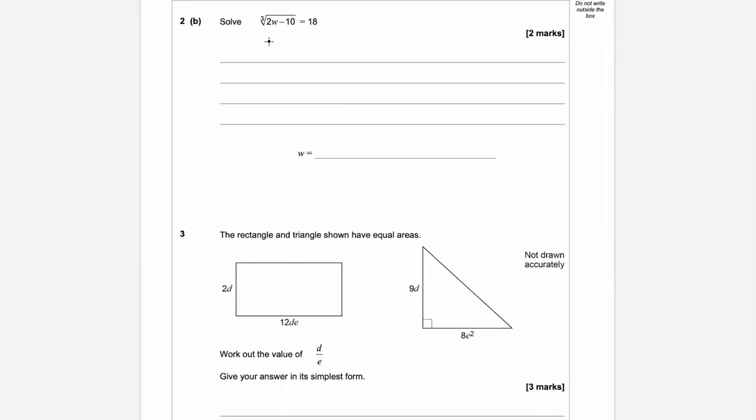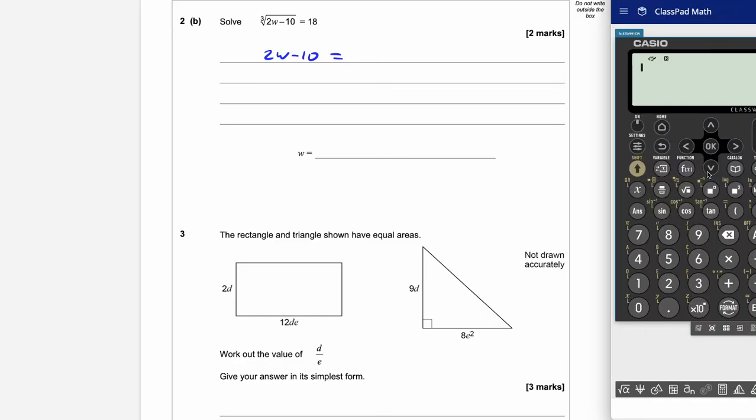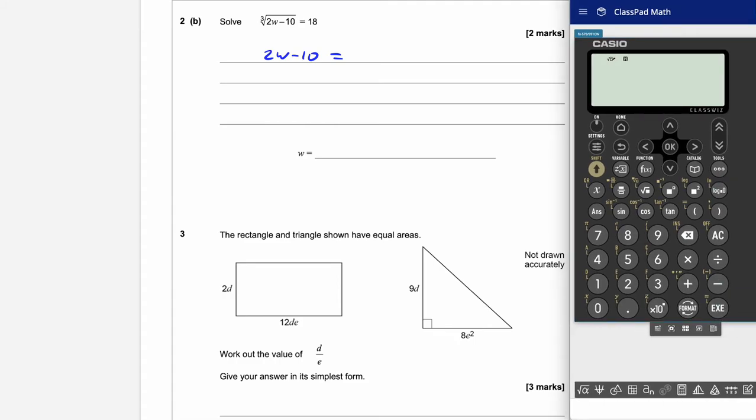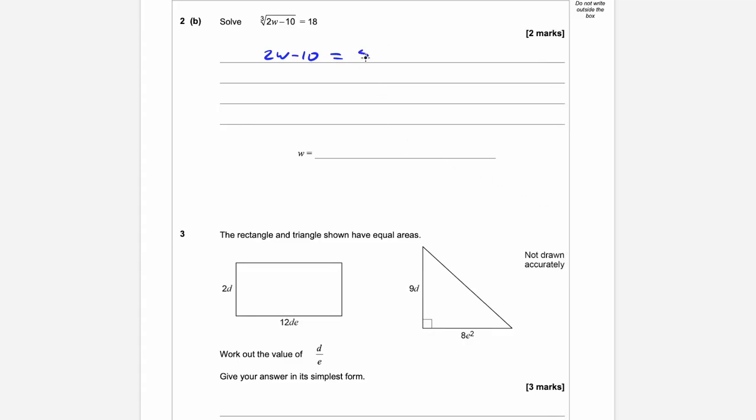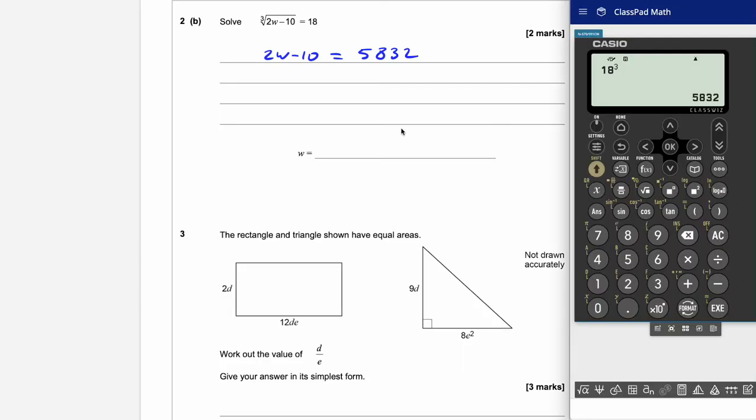Part B. Solve this equation. Okay, so we're going to cube both sides, guys. 2w minus 10. If you cube this side, you get rid of the cube root. And 18 cubed, right, for this, I'm going to have to use my calculator. This, guys, is 18. And cubed, I just press that button here. And then 3. Sorry, 5832. So this is 5832.